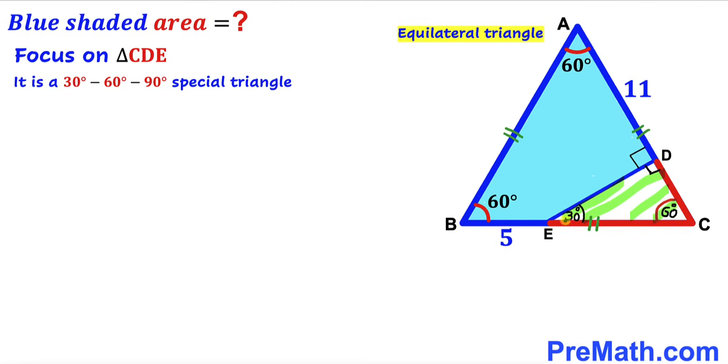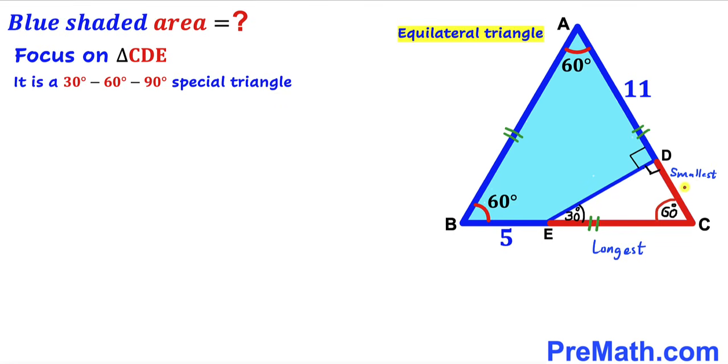And here we can see this 30 degrees is our smallest angle, and this 90 degrees is our largest angle. So therefore, this side is going to be our smallest leg, since this is opposite to this smallest angle. And this hypotenuse is going to be our longest side, since this is opposite to our largest angle. So in such a special 30, 60, 90 triangle, the longest side is twice the smallest leg.